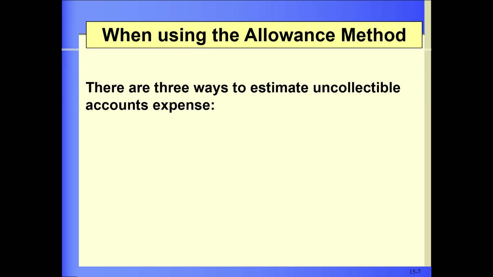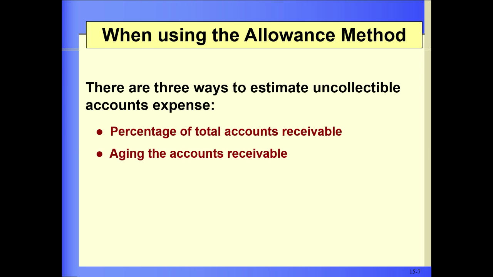So when we're using the allowance method, there are three ways that we can estimate the uncollectible accounts expense. In this video, we're going to cover the percentage of total accounts receivable. In subsequent videos, we're going to cover the aging of accounts receivable and the percentage of net credit sales.